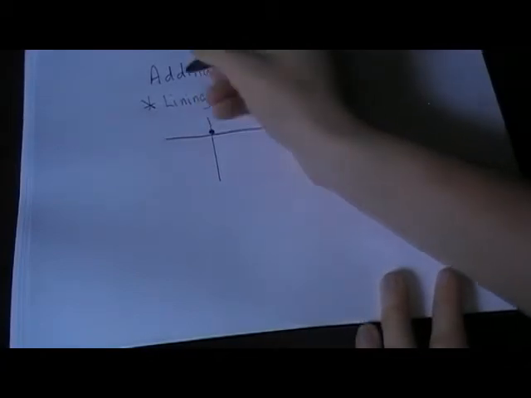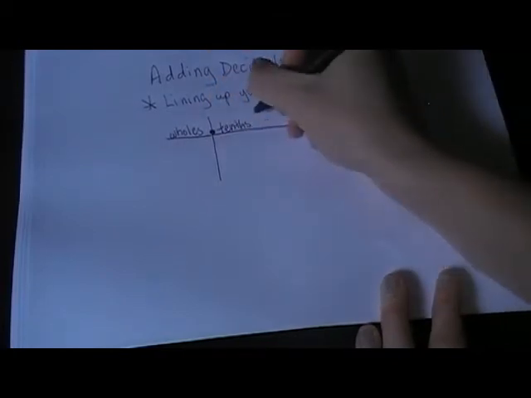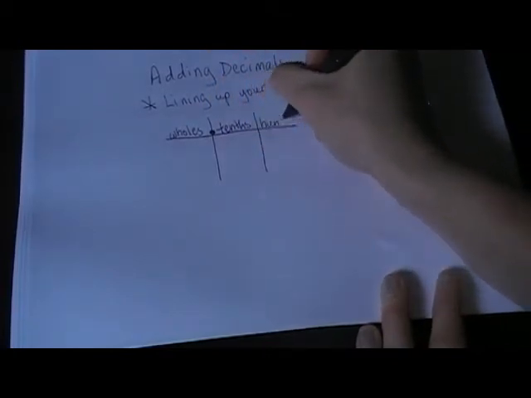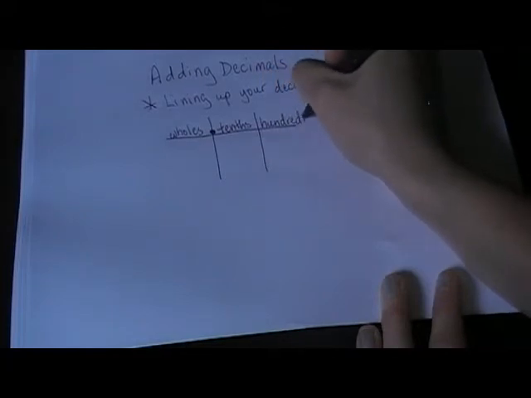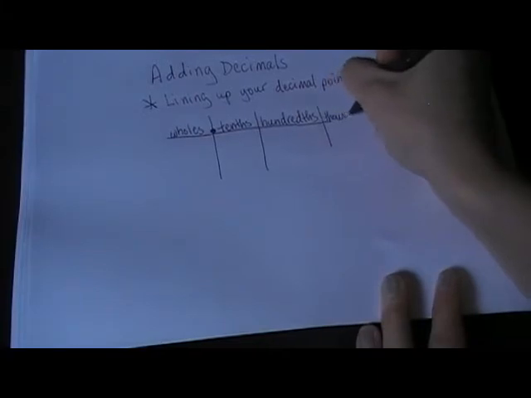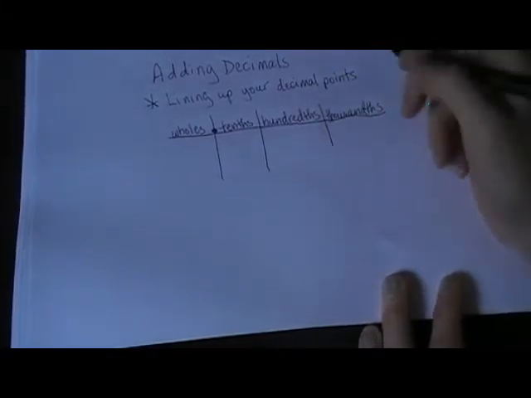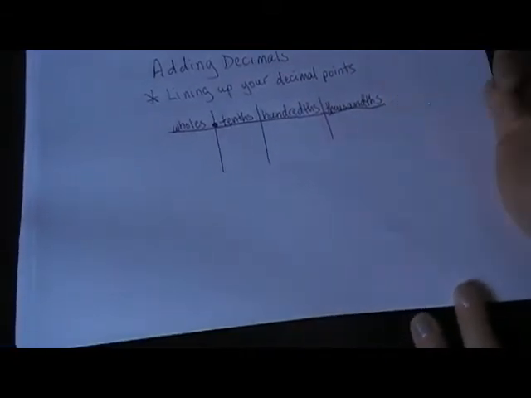Let's just review quickly the place value chart. Here's a decimal point, and here's your wholes, your whole numbers, and then you have tenths, hundredths, and of course thousandths. So make sure you've got that under your belt before you begin trying to add decimals. So let's just turn this over and begin.